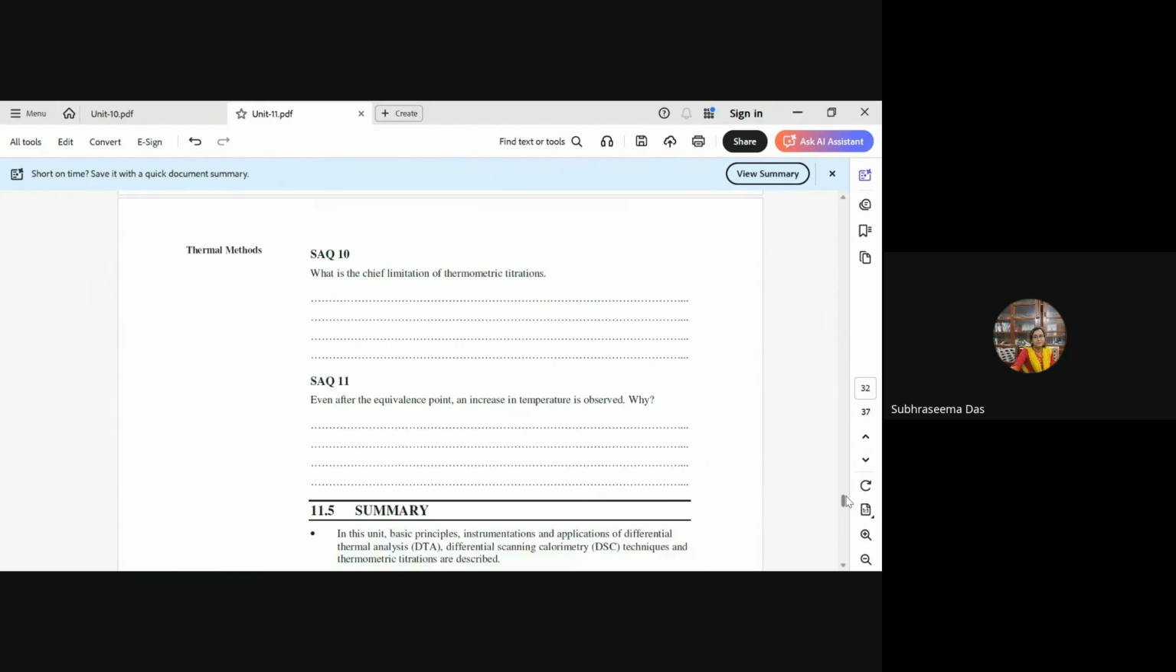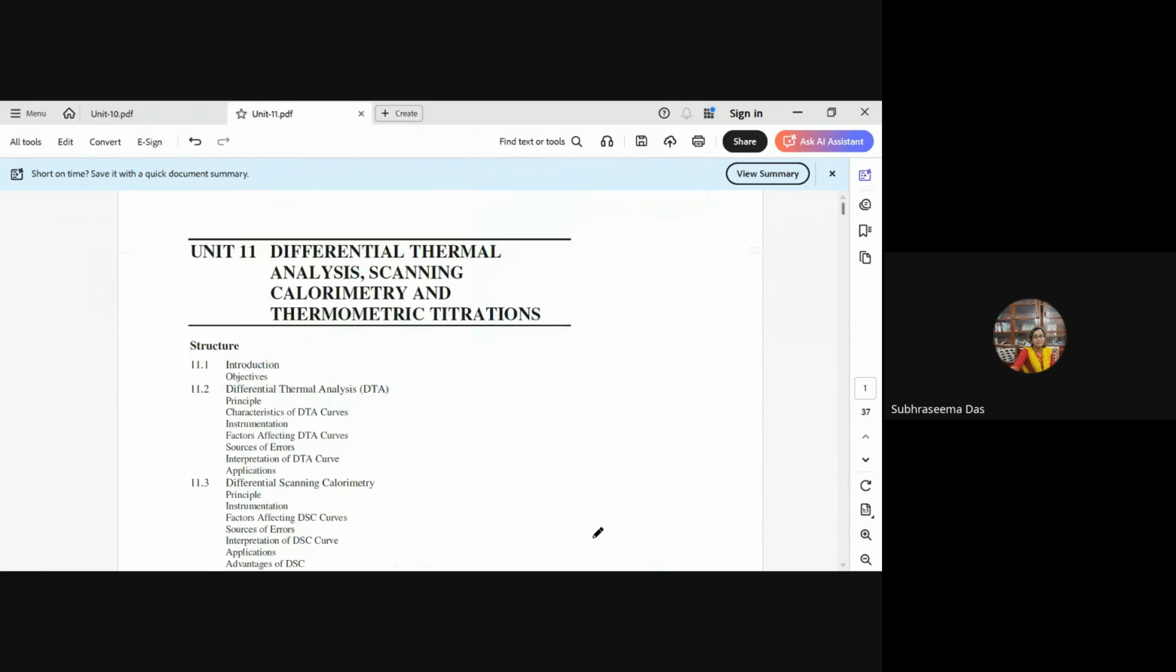So this is all about DTA, DSC and thermometric titrations. With this, we'll finish this chapter. In the next class, we'll study another part.